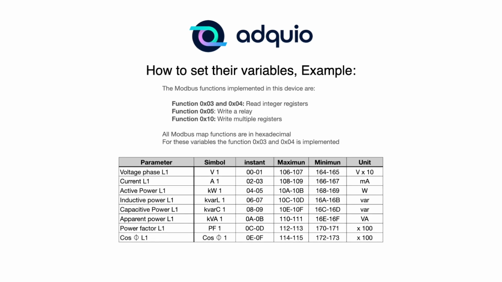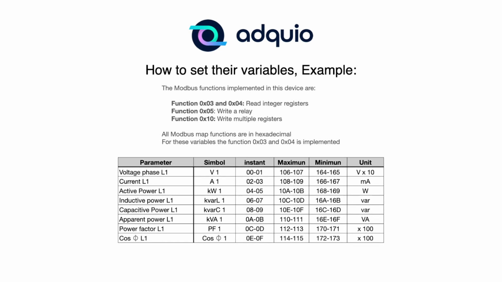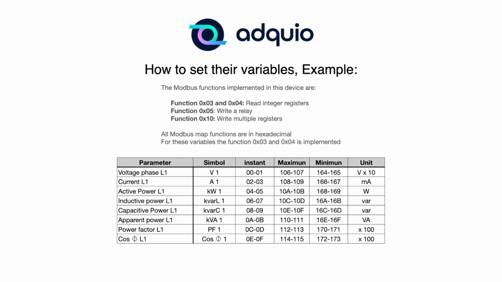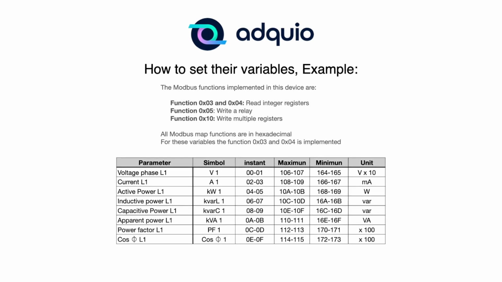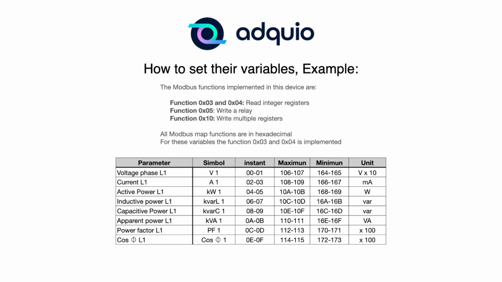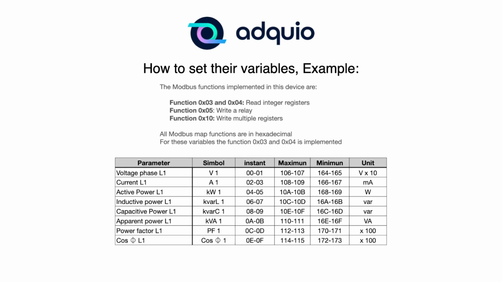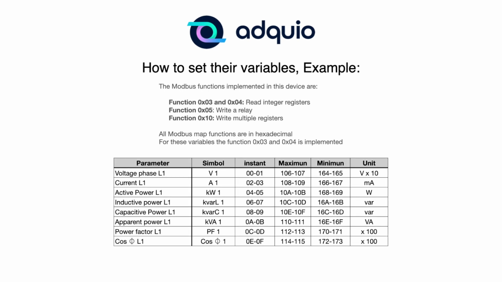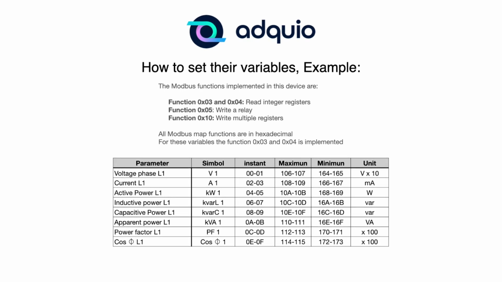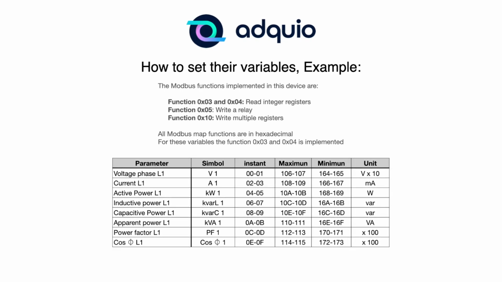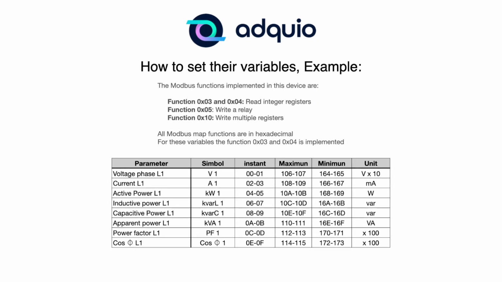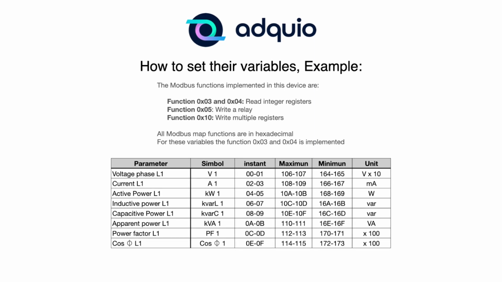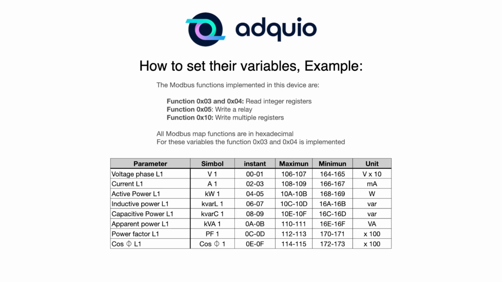In this case, they are all integer readings, because it tells us at the beginning, functions 3 and 4, reading integer registers. And in this table, what we are going to stay with is the parameter, where it tells us what we are reading in that position, phase voltage L1, current L1, active power L1, etc. And in this case, we were only reading the values, we were only interested in the instantaneous values, then, we were interested in the memory locations.